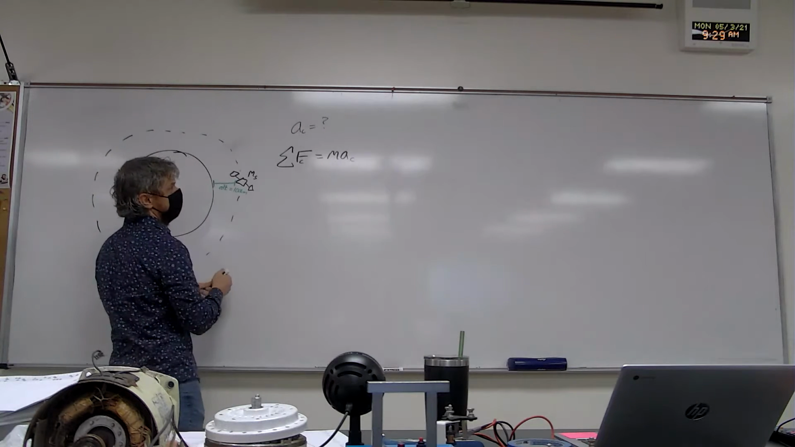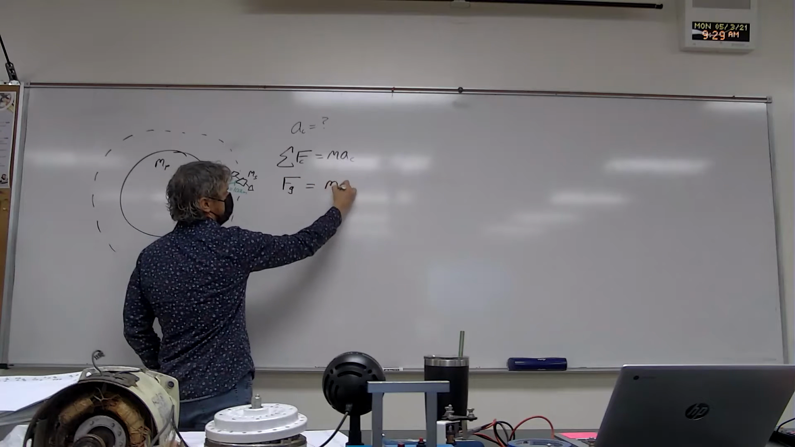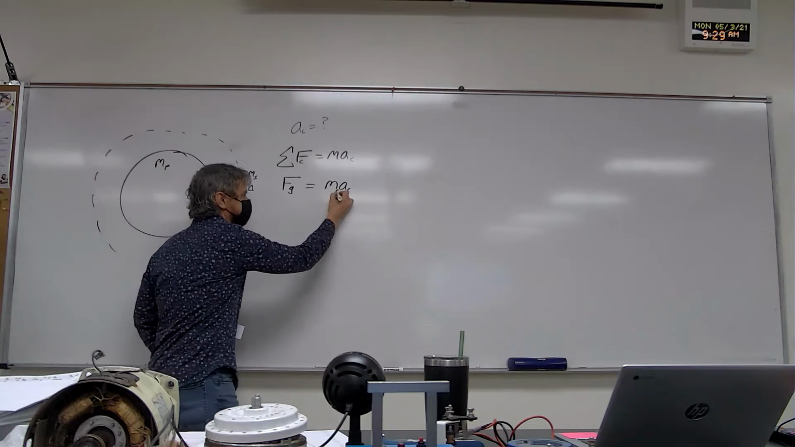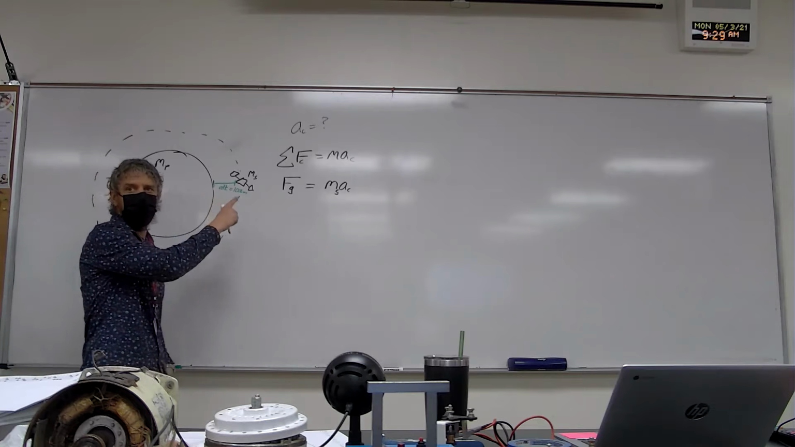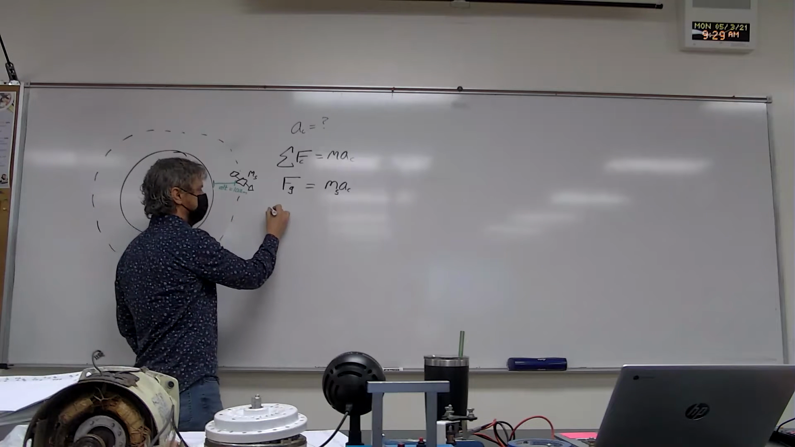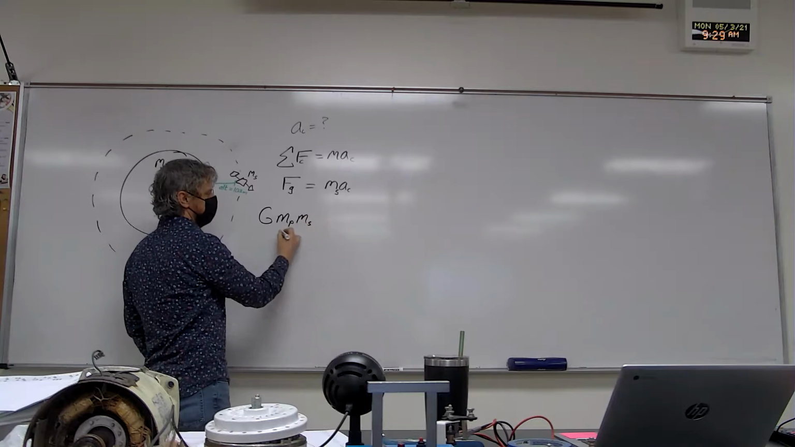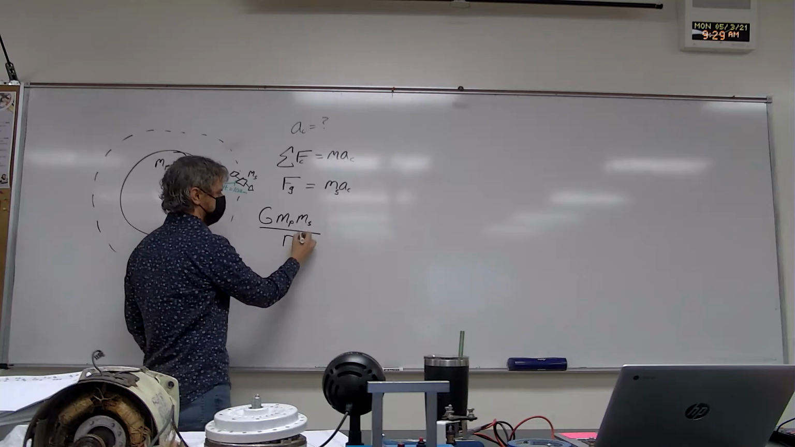So the net force here is going to be the gravitational force. And that's going to be mass times centripetal acceleration, mass of the satellite times the centripetal acceleration. But we know that the force of gravity is big G times the mass of the planet times the mass of the satellite over the distance between their centers of mass squared.